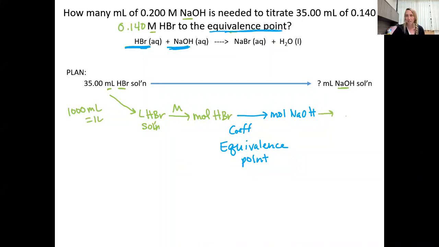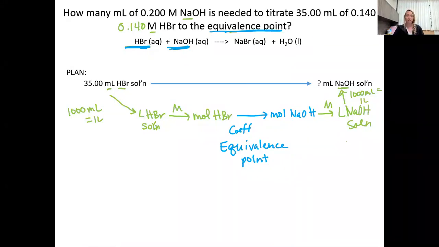From moles of sodium hydroxide, I'm going to go to liters of sodium hydroxide solution, and I'm going to use molarity to do that. And then liters of sodium hydroxide to milliliters of sodium hydroxide using the conversion. So this step right here, I go from moles of HBr, I use the coefficients to switch to moles of sodium hydroxide, and then I go backwards to liters of sodium hydroxide solution.